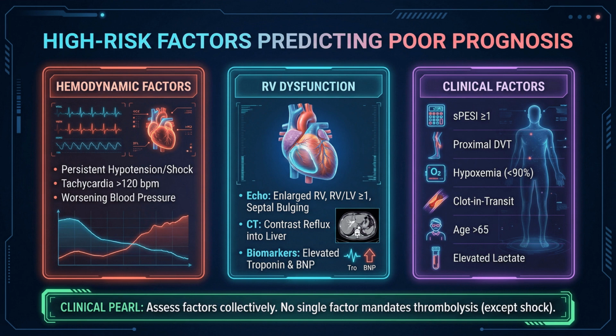It's important to remember that no single factor alone, except for overt shock, should automatically prompt thrombolytic therapy. Instead, we must assess these variables collectively to make a balanced, informed decision about the aggressiveness of treatment. This comprehensive approach helps optimize patient outcomes while minimizing unnecessary risks.